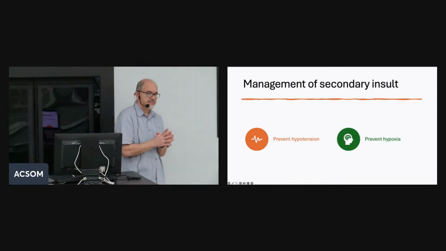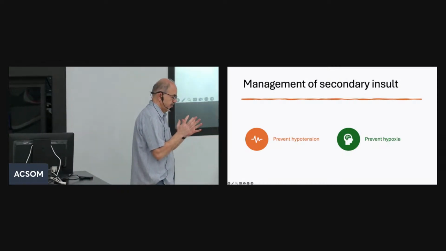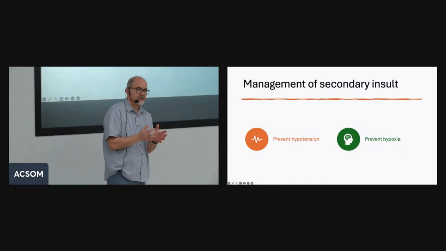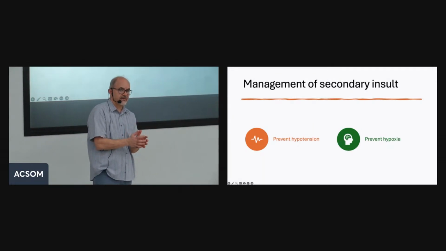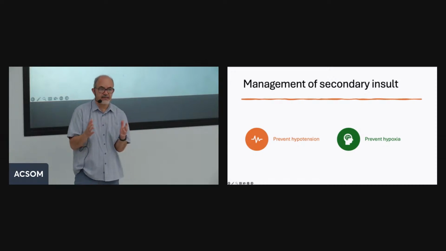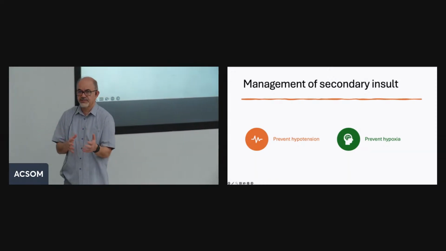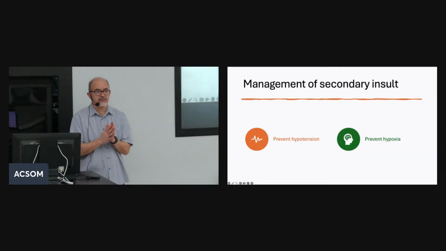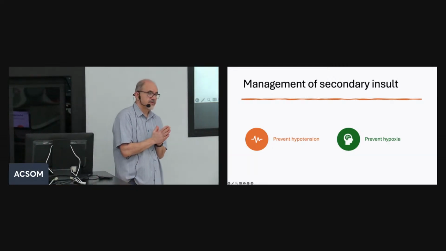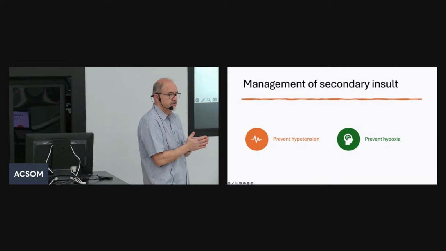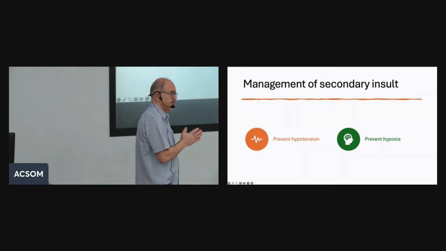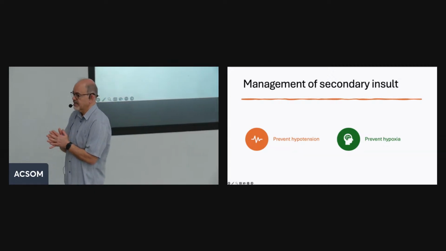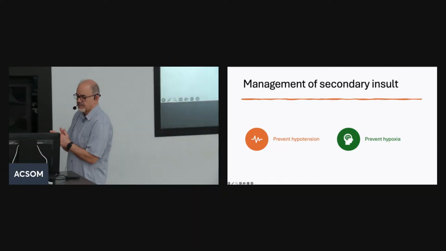So how do we manage secondary insult? So again, when primary insult has happened, the damage to that part of the brain is done. How do we limit the damage to that area, and how do we prevent further injury to the brain? The two key points are to prevent hypotension. Remember, hypotension affects brain perfusion, cerebral blood flow, and we have to avoid it at all cost. The MAP has to be maintained over 80 millimeters of mercury.